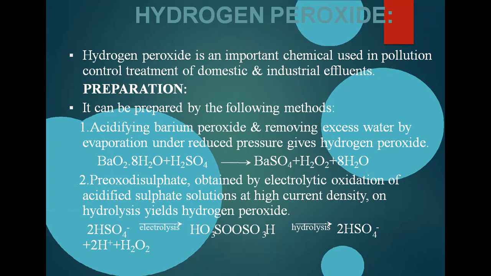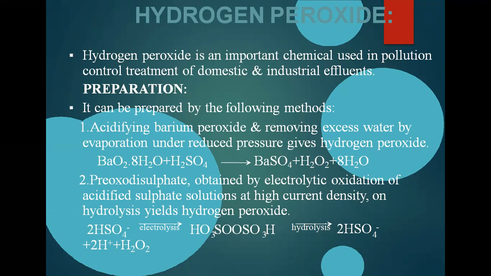This hydrogen peroxide is used in pollution control programs. So how can we prepare hydrogen peroxide? It can be prepared by the following methods. First, by acidifying barium peroxide and removing excess water by evaporation under reduced pressure, giving hydrogen peroxide. BaO2.8H2O plus H2SO4 gives BaSO4 and hydrogen peroxide H2O2 plus 8 molecules of water.